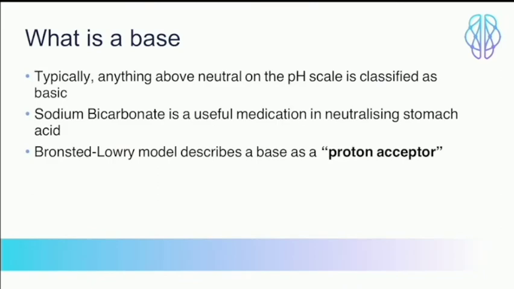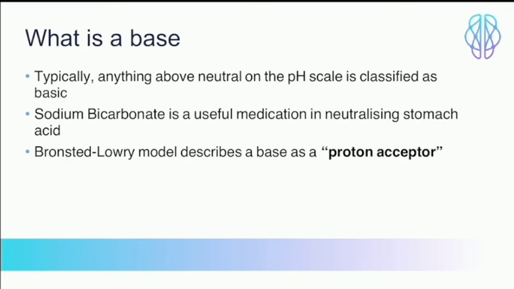Now that we've covered what an acid is, it's time to cover what a base is. Typically, anything above a neutral pH, or a pH of 7, is classified as basic. The Bronsted-Lowry model describes a base as a proton acceptor. So an acid is a proton donor, so it likes giving protons. A base is a proton acceptor, so it likes accepting protons.